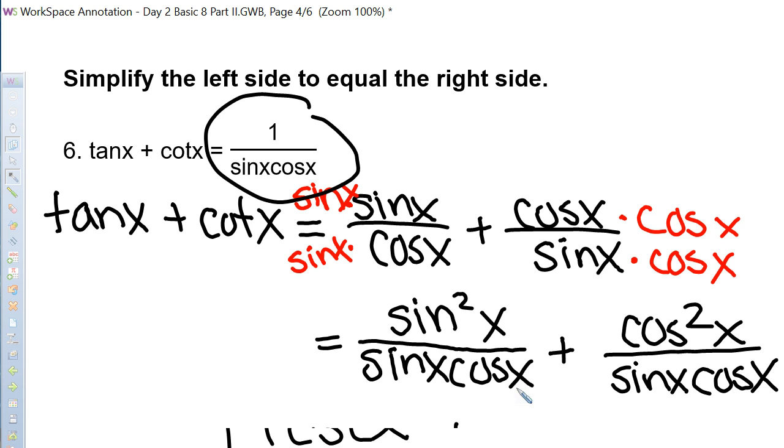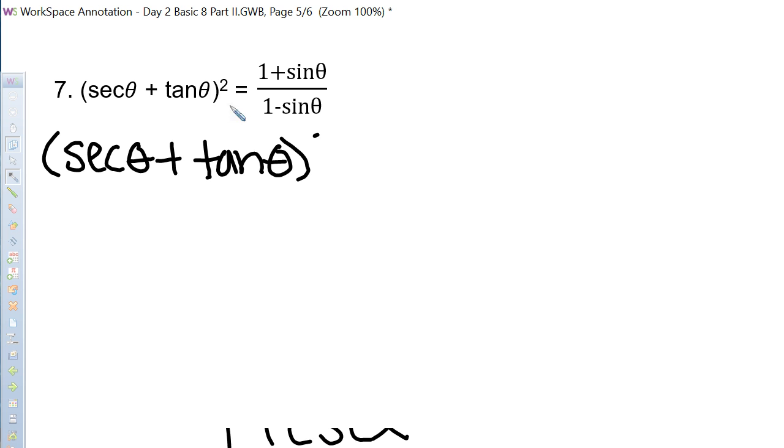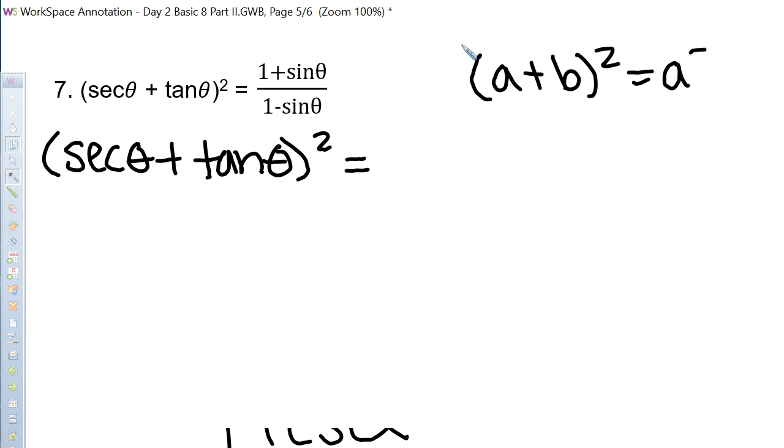Next one. Again, we're starting with the left side. So here we have a binomial squared. So we have secant of theta plus tangent of theta for the binomial, and we need to square that. And remember the shortcut for squaring a binomial. Here it is. A plus b if you square it, you square the first term, you multiply these and double it to get you 2ab, and you square the last term to get you b squared.